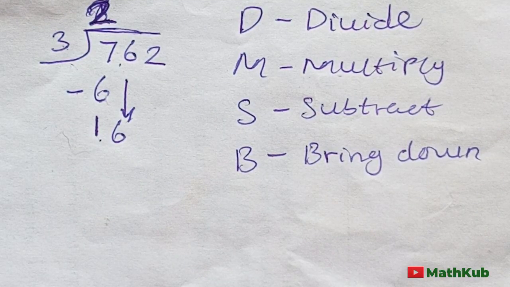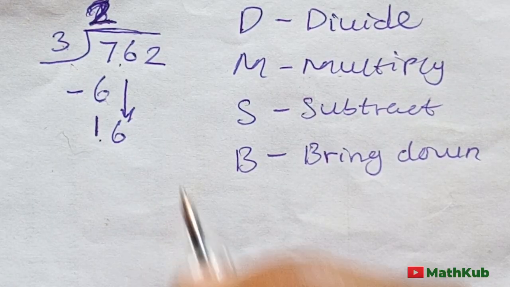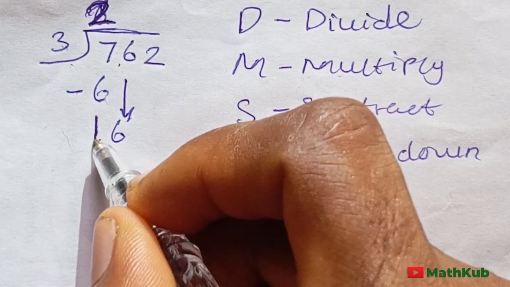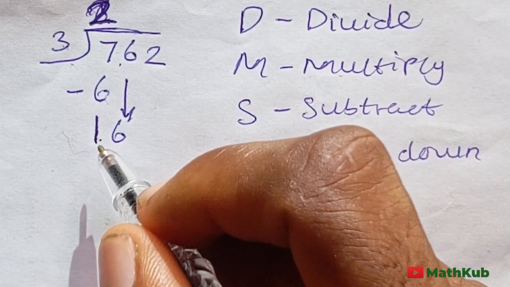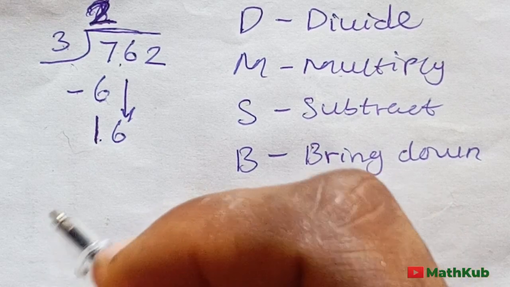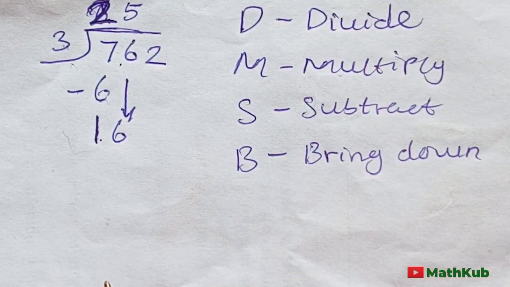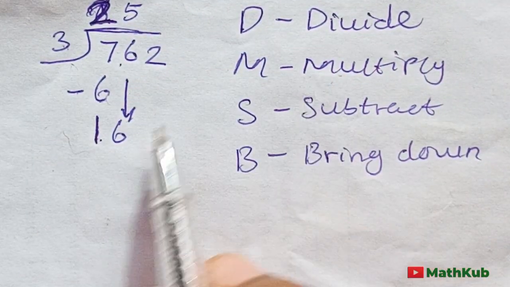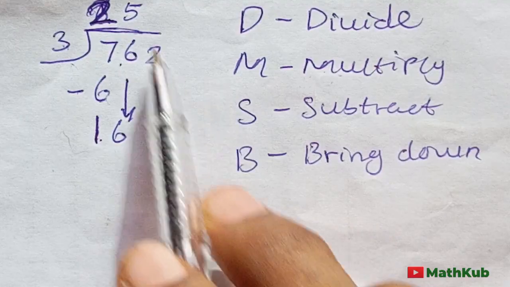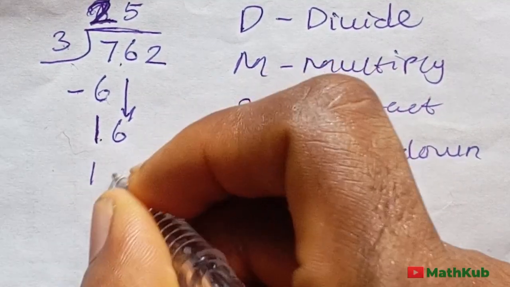If you check the 3 times table, you have 3 times 5 is 15. So 3 cannot divide 16. Instead, the closest number to 16 that 3 can divide is 15. 15 divided by 3 is 5. You write the 5. So 5 times 3, that is the multiplication, is 15. Write the 15 here.